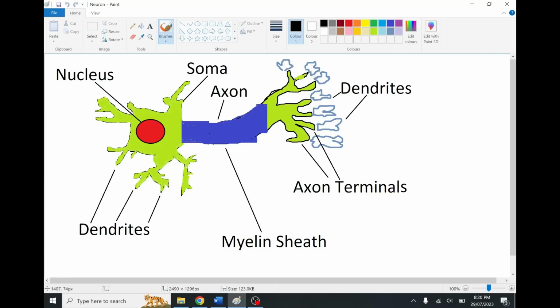As you can see here, the dendrites from another neuron form this little gap here, and once again, if the signal is significant, it will be once again propagated.